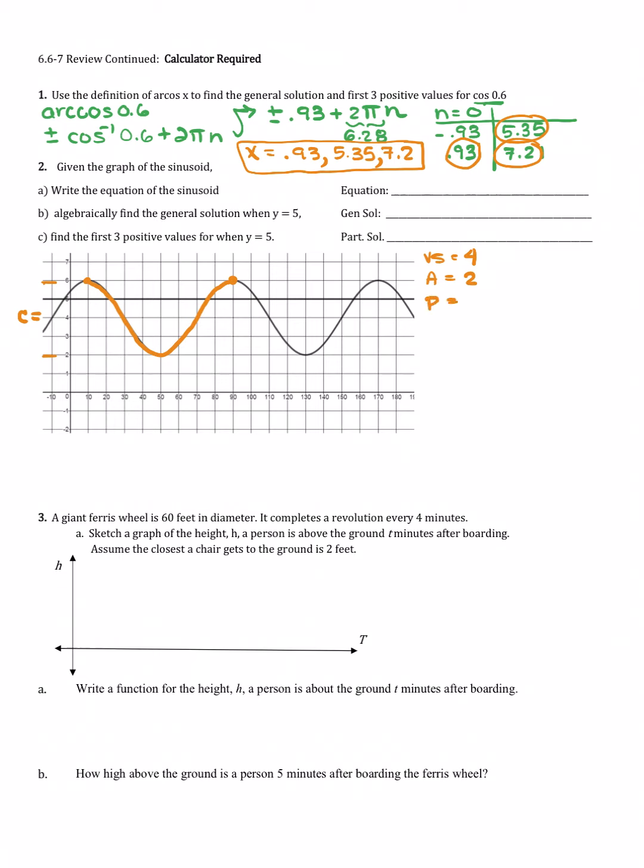My period is from 10 to 90, which is a distance of 80, but remember that's not what goes in the equation. B is going to be 2 pi over 80, which is pi over 40. And my phase shift is going to be starting at 10. So putting that all together, y equals 4 plus 2 cosine of pi over 40 times (x minus 10).